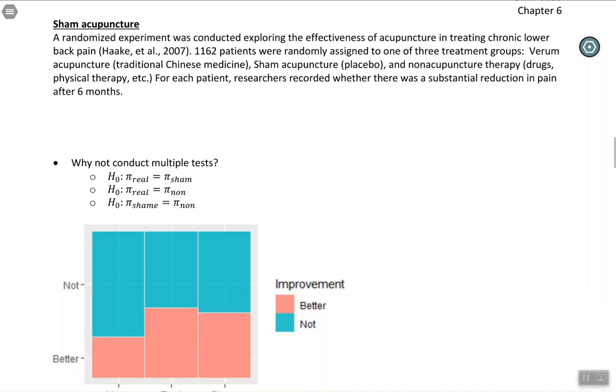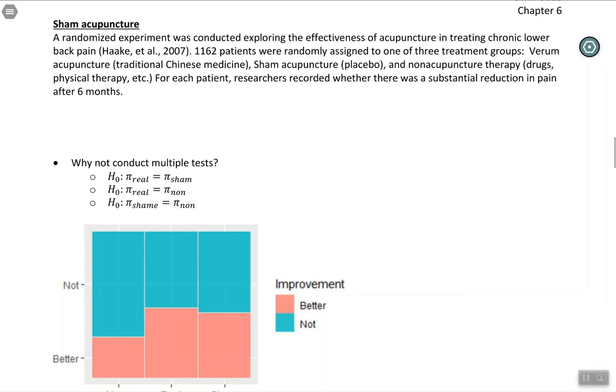Alright, in this video we're going to go through a chi-squared test of independence from beginning to end. And this is another experiment. Some of you may have seen it. If you took Stat 1 with me, I apologize, but this is one of my favorite examples. This was a randomized experiment to look at the effectiveness of acupuncture in treating chronic lower back pain.